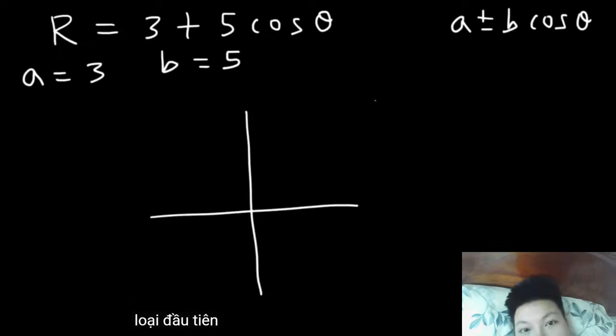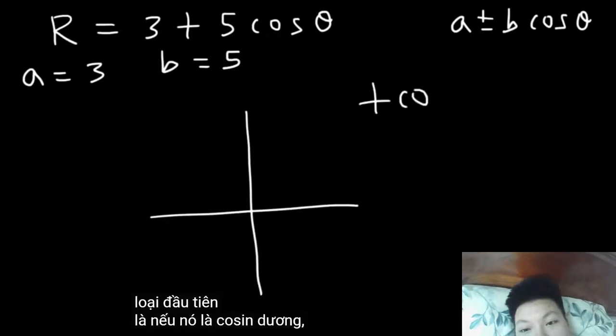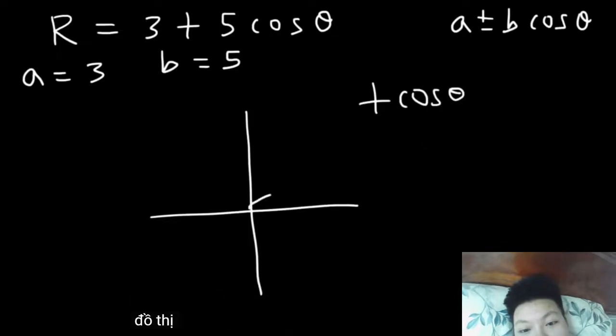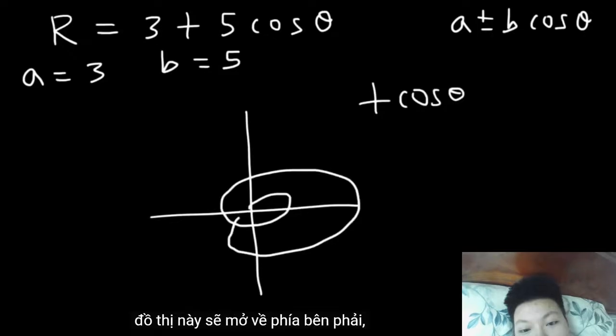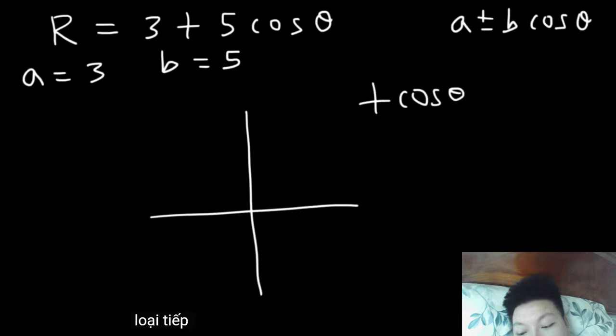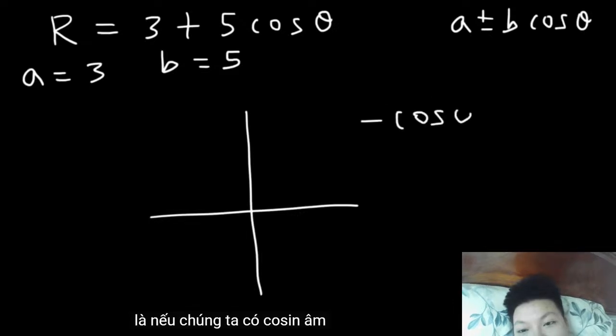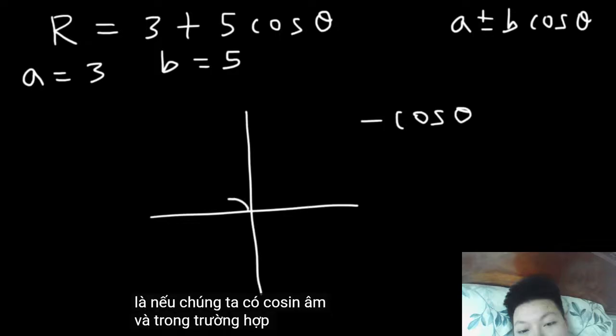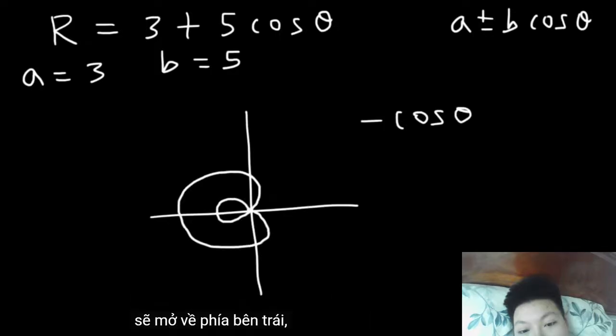The first type is if it's positive cosine. This graph will open towards the right. The next type is if we have negative cosine. And in that case, this graph would open towards the left.